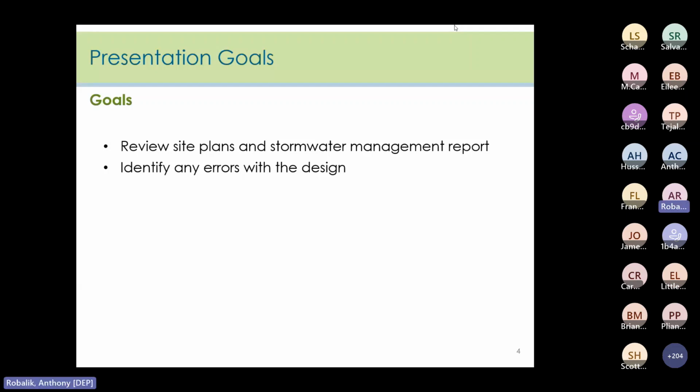So the goals of this presentation are the same as the goals of any stormwater review. We're going to review the site plans and stormwater management report, and we're going to identify any errors with the design.